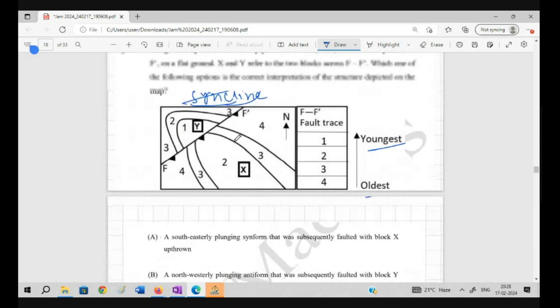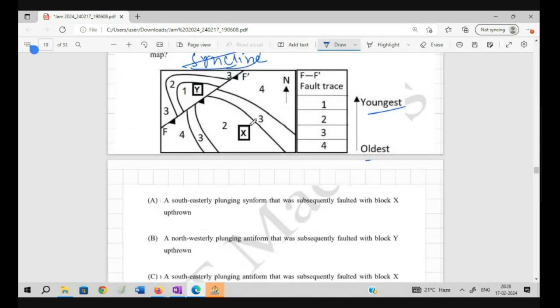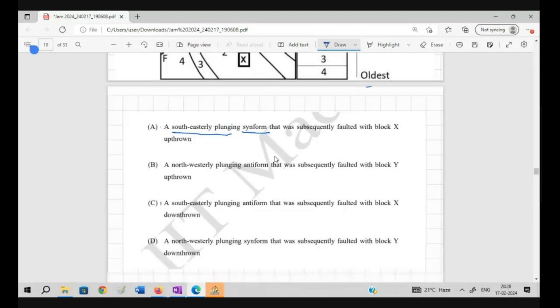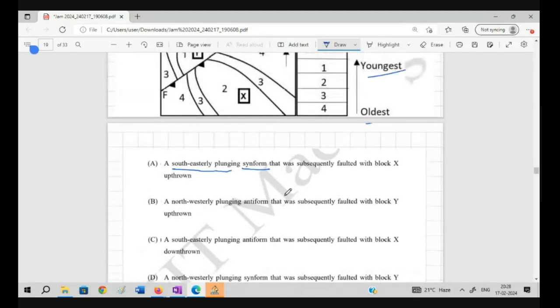And as we have already identified, the plunge of the fold axis should be along the southeast because it is a synform. Okay, so it should be a southeasterly plunging synform. Okay, and I think all other options are eliminated by themselves.